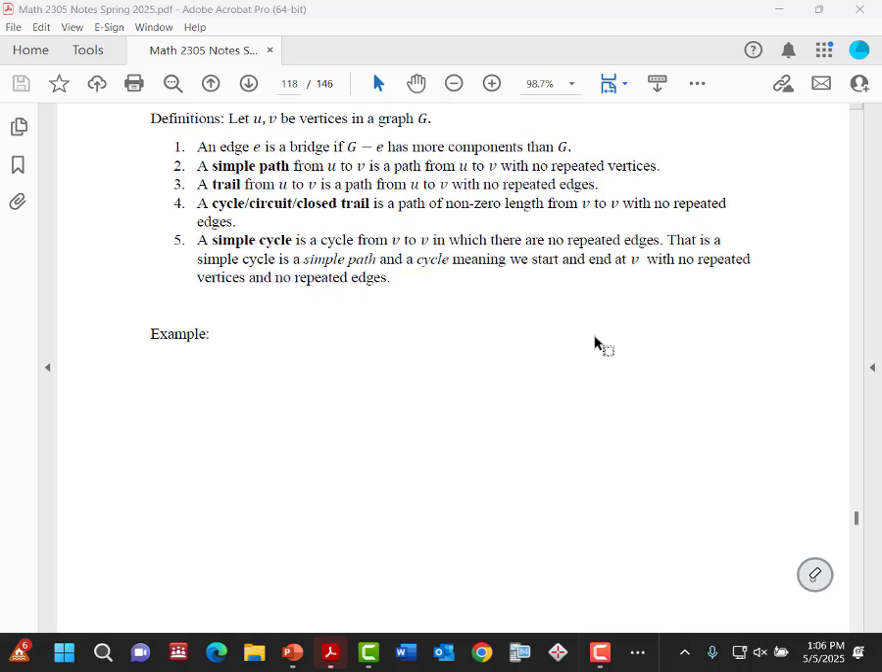A cycle, or a circuit, or a closed trail is a path of non-zero length from V to V with no repeated edges. I will primarily use the term cycle, but all of these are synonymous and different texts will call them different things. But a cycle, I start at V, I get back to V, but I don't repeat any edges.